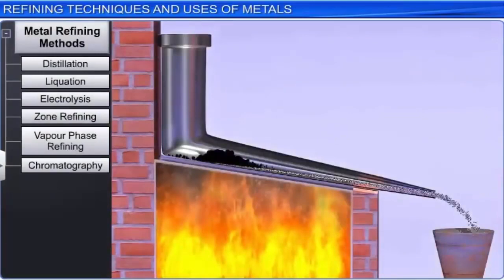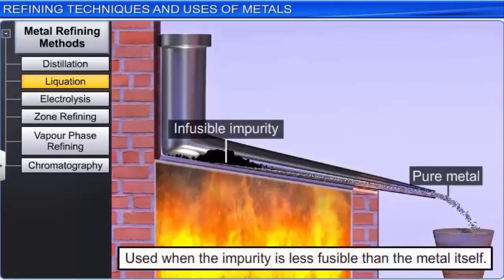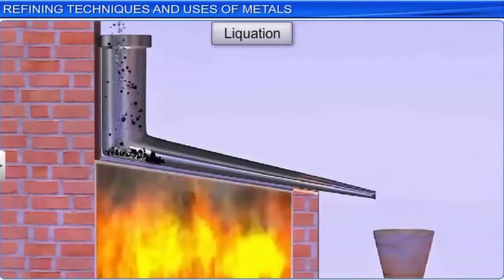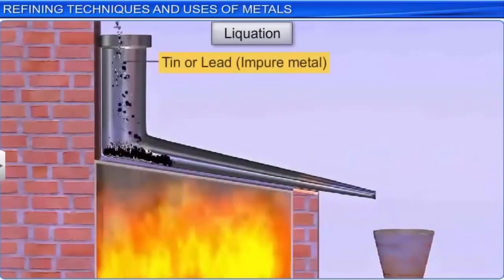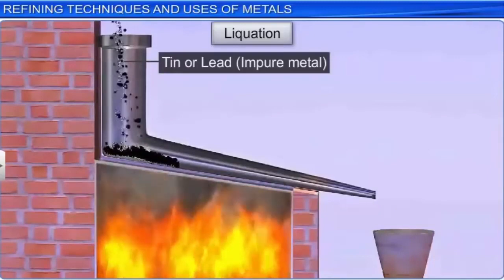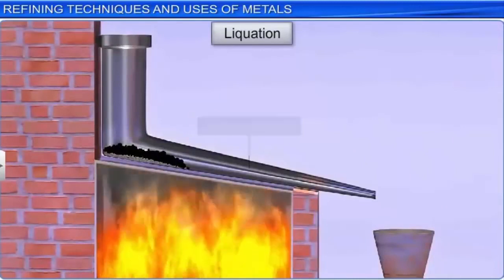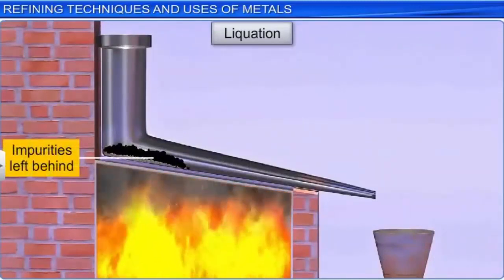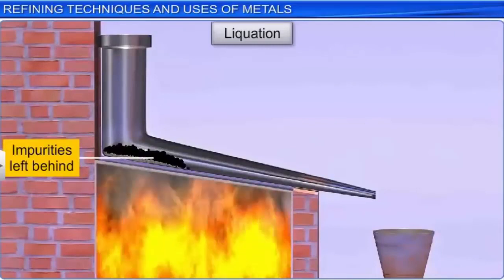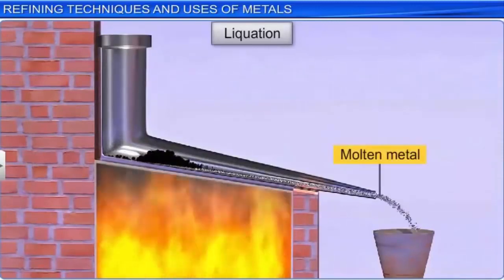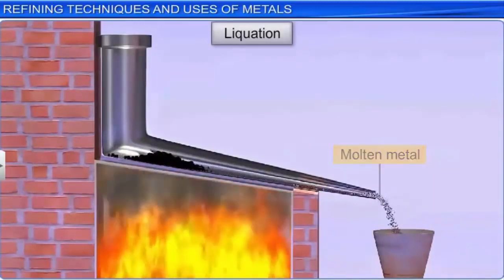Let's look at another refining method, liquation. This method is used when the impurity is less fusible than the metal itself. In this technique, an impure metal with a low melting point, such as tin or lead, is heated at just enough temperature to melt it using a sloping hearth. The impurities with higher melting points do not melt and stay at the top of the sloping surface, while the molten metal flows down, thereby separating it from the impurities.